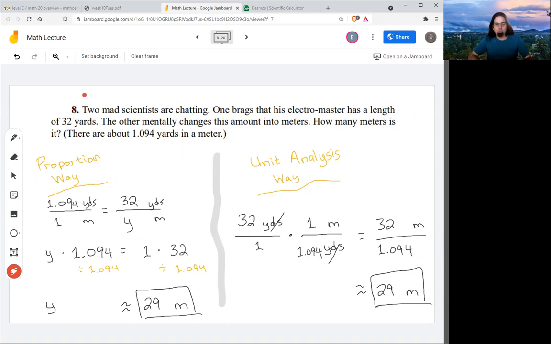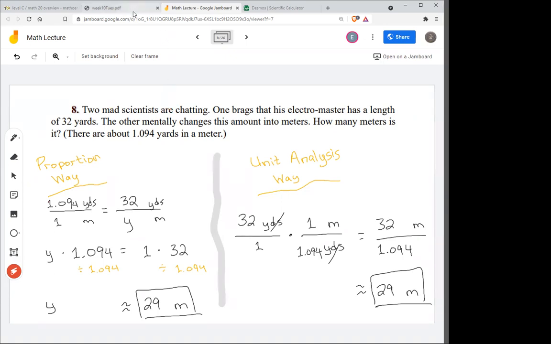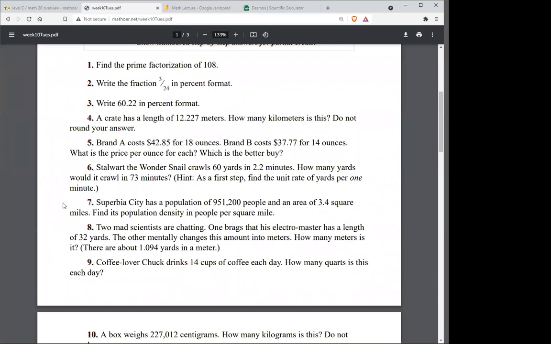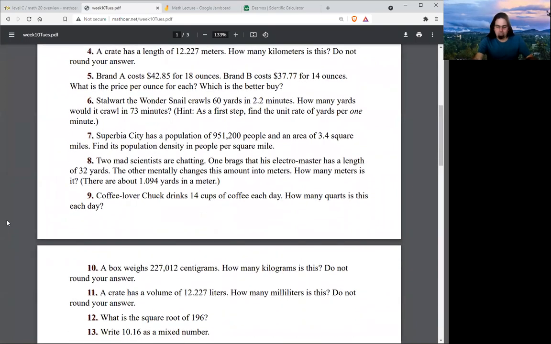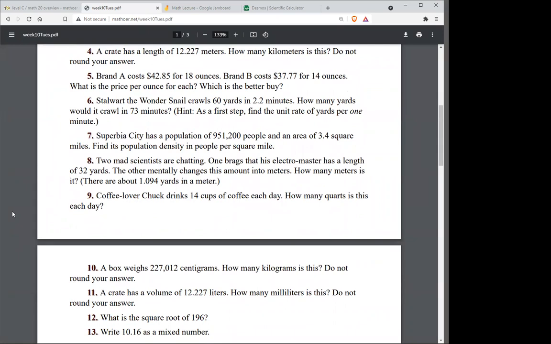Questions about either way for number 8? No, thank you. Okay, are we ready for 9? Yeah.